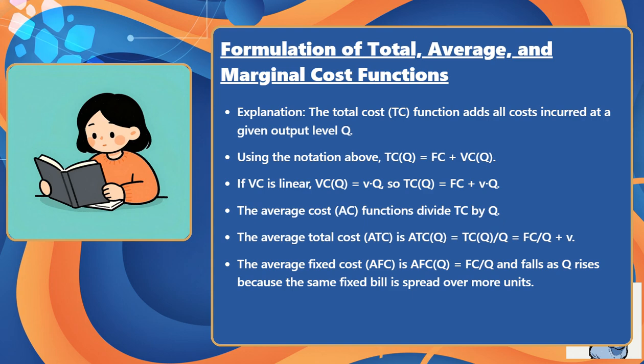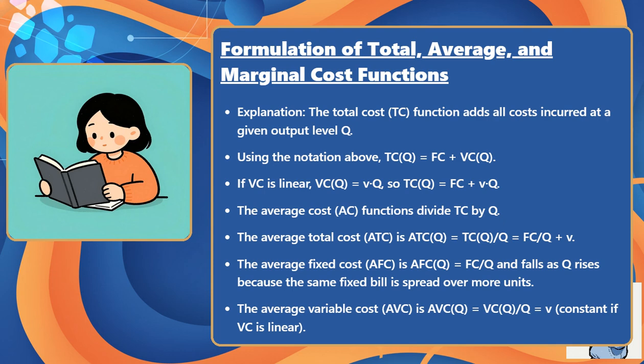The average fixed cost, AFC of Q, equals FC divided by Q and falls as Q rises, because the same fixed bill is spread over more units. The average variable cost, AVC of Q, equals VC of Q divided by Q, equals V, constant if VC is linear.